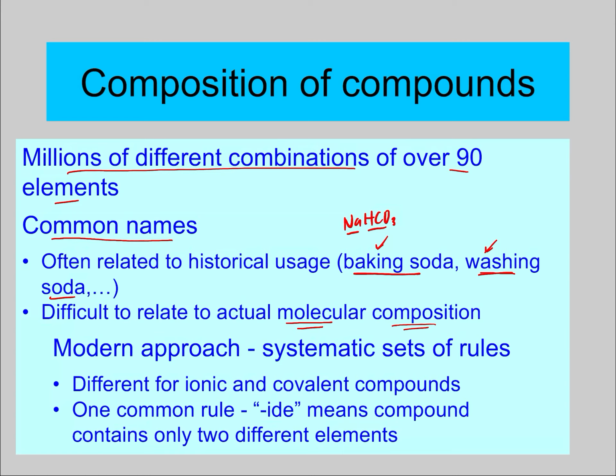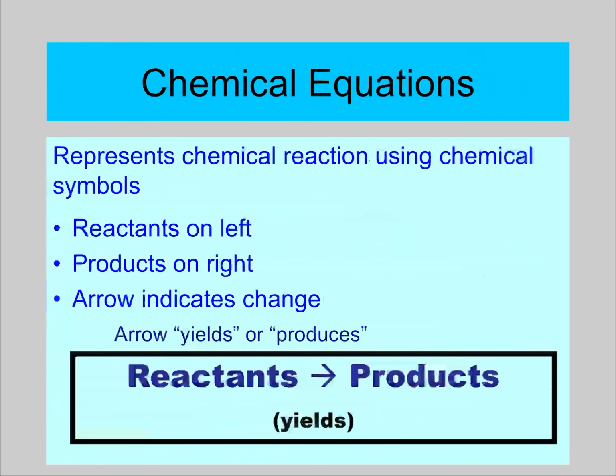So the more systematic approach is to use the systematic set of rules. We call this IUPAC, and it's different for ionic and covalent compounds, which we just talked about. The one thing they have in common is that you're always going to change the ending of the element to IDE. So that's the only thing that they have in common. Otherwise, you treat ionic and covalent compounds differently, which you just practiced, and hopefully feel a little bit more confident in naming ionic and covalent compounds.